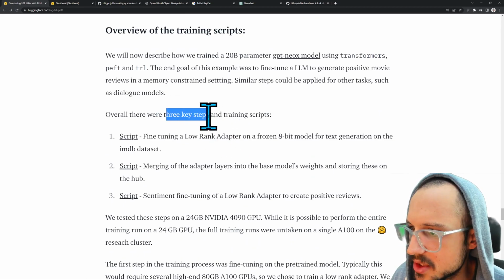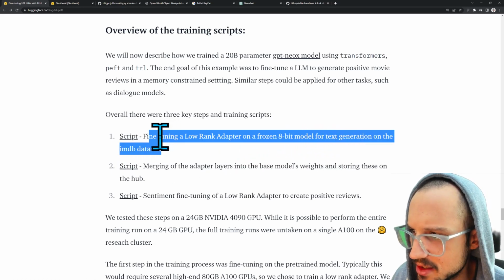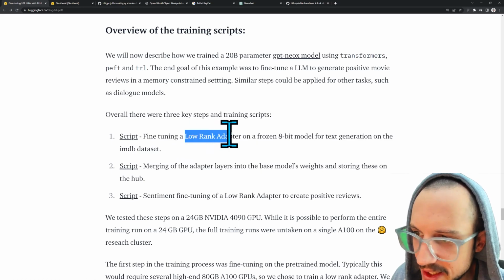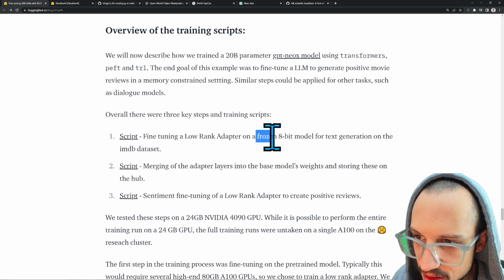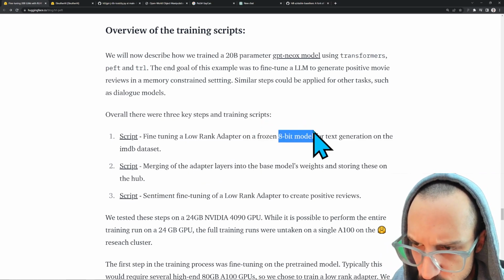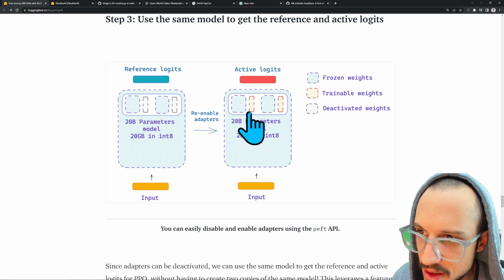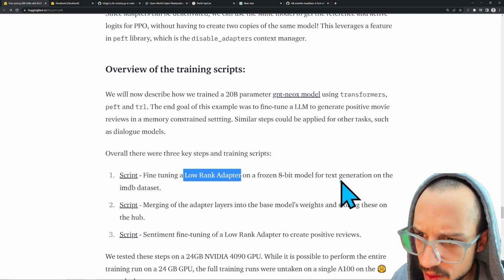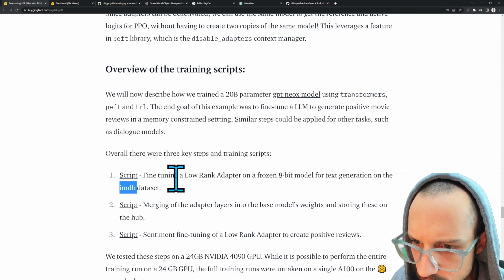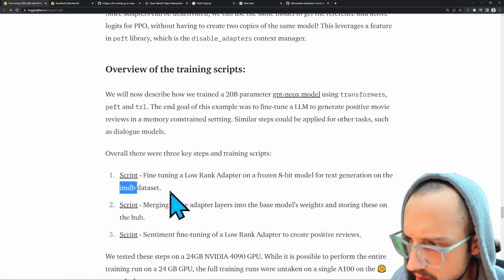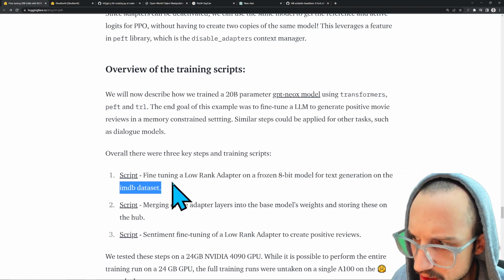Overall, there's 3 key steps and training scripts. Fine-tuning a low-rank adapter on a frozen 8-bit model for text generation on the IMDb dataset. Okay, so fine-tuning specifically only these little trainable weights. And then you're doing that on an 8-bit version of the model, right? So the most quantized version of the model, and it's mostly frozen. You're really only training these low-rank adapters, these little orange parts here. And what are you training it on? You're training it on IMDb. IMDb is like a website where you have video reviews and stuff like that, like actors, and I think reviews as well. So sentiment analysis is very popular, I think, for IMDb.